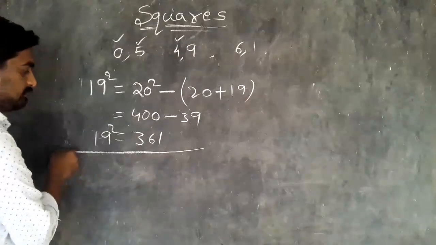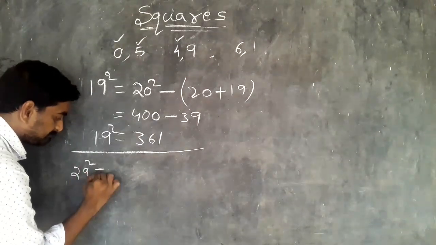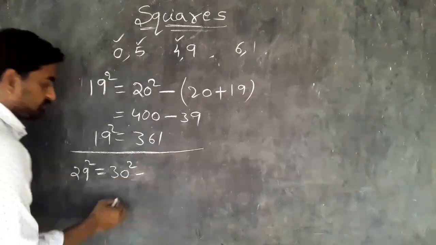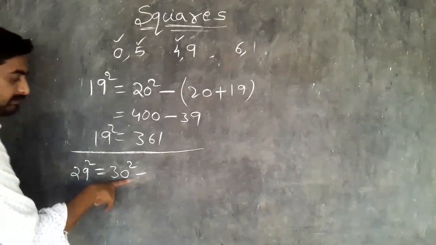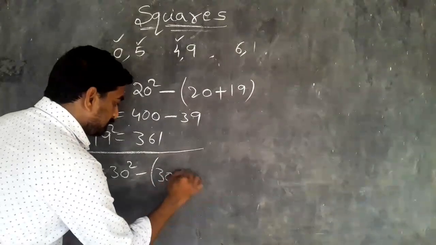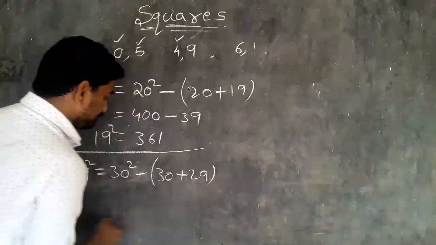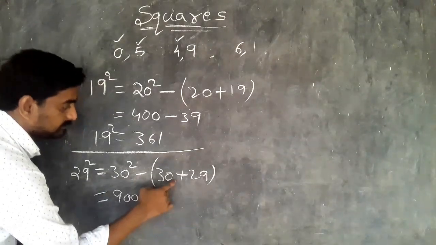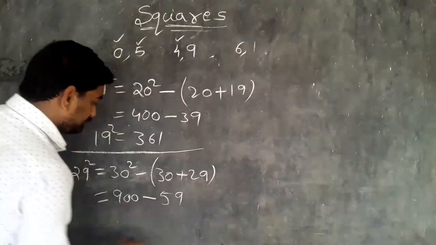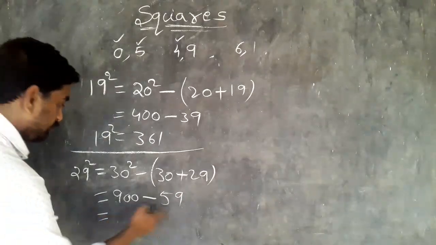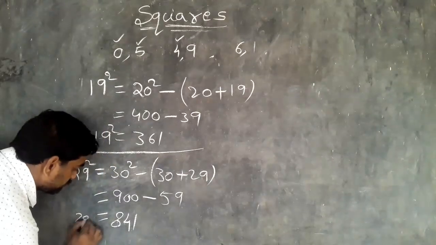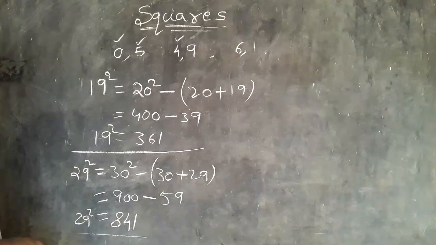We see another number, 29 square. The nearest 0 ending number is 30 square. It is the bigger number, that's why I subtract: 30 plus 29. So 3 square, 900, minus 59. So we got 841. So 29 square is equal to 841, the final answer for 9 ending numbers.